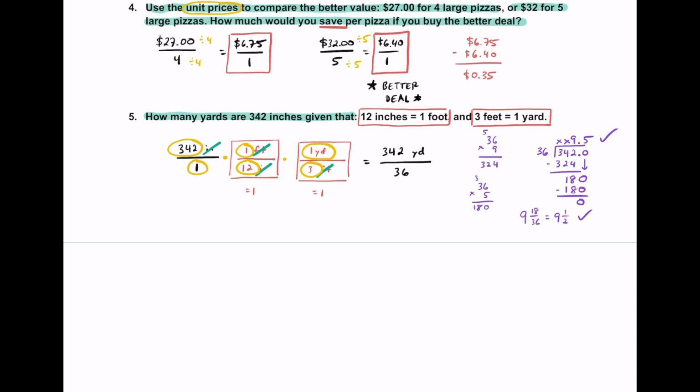So hopefully that was a little bit of quick review as well. But finally, our solution here is going to be, this is equal to 9.5 yards. Okay. So if you had 342 inches, that is equivalent or the same thing as 9.5 yards.